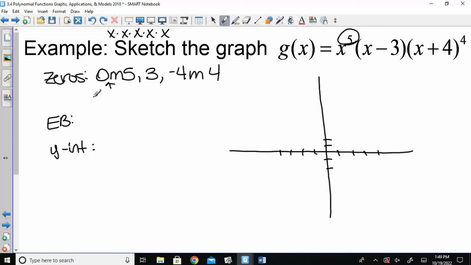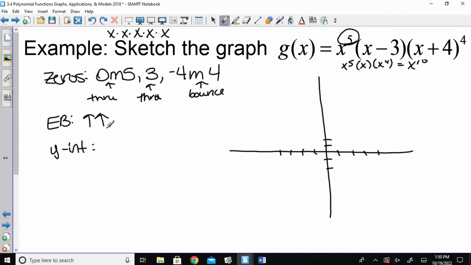So at 0, will my graph bounce or go through? Through. 5 is odd, so it goes through. What about at 3? Through, multiplicity of 1. And at -4, that one will bounce. All right, end behavior. So if you multiplied this all out, we have an x to the 5th, we have an x, we have an x to the 4th. So all together, it's x to the 10th. It's a positive coefficient, so it looks like normal. Even power means it looks like a parabola, so both ends should be pointing up.